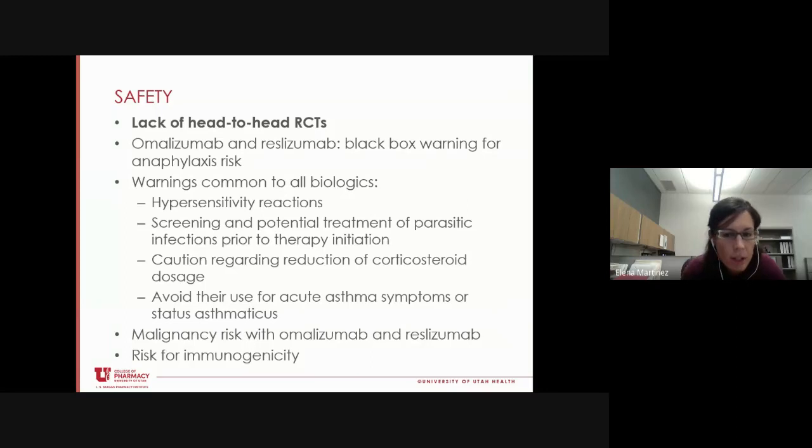Malignancies have been reported in clinical trials at a numerically higher rate with omalizumab and reslizumab compared to placebo. All biologics carry a risk of immunogenicity. The development of anti-drug antibodies can increase the clearance of the biologic, elevate eosinophil levels, or cause adverse effects.